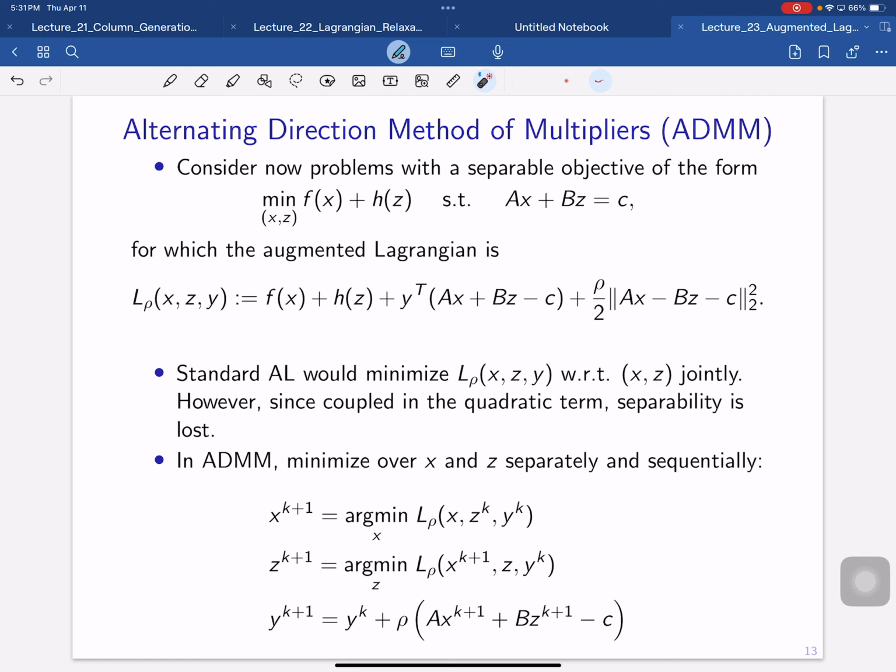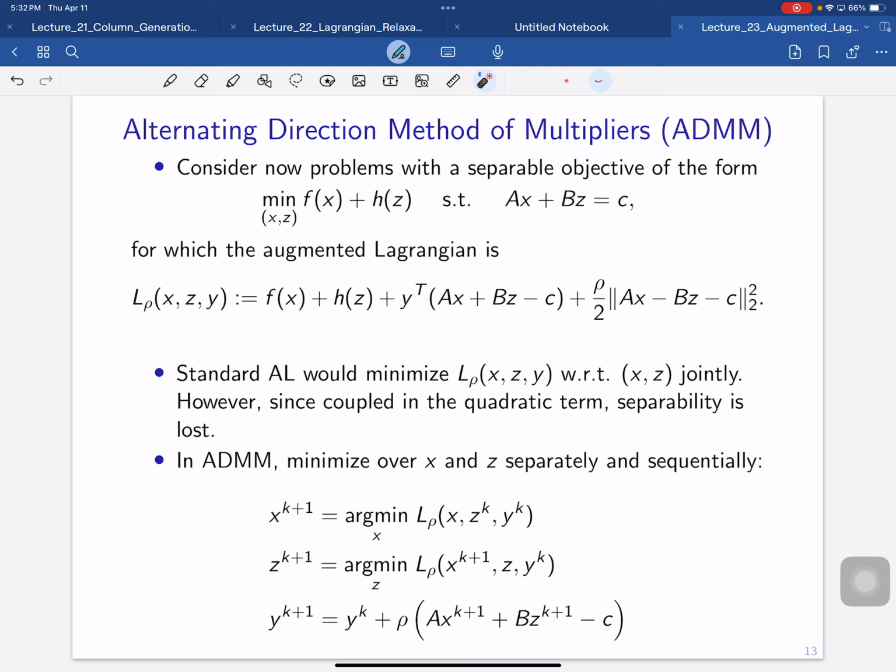Okay, so now let's look at this problem with some sort of decomposable structure, right? You have f of x and h of z. They are decomposable, but then you have these complicating constraints here, right? And now if you write the augmented Lagrangian and naively apply the method of multipliers to it, then x and z are coupled, right? You cannot decompose them.